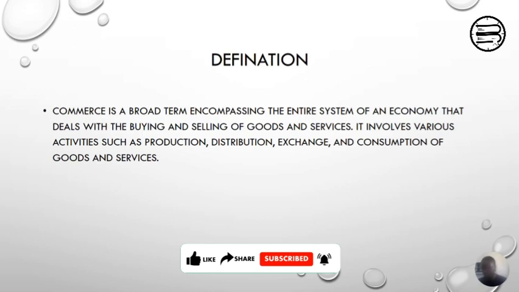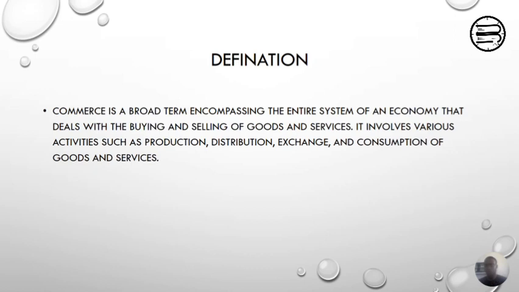That's what we call commerce, because it involves various activities such as production, distribution, exchange, and consumption of goods and services. So in simple terms, commerce reflects the entire system of an economy. Commerce is the definition of the economy. It reflects the entire system of the economy because whenever the buying and selling of goods and services is happening, that's the definition of commerce.